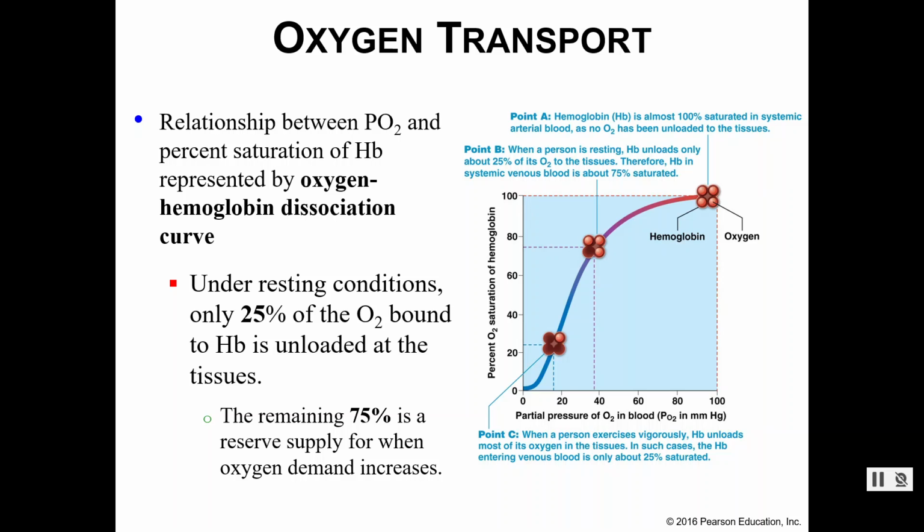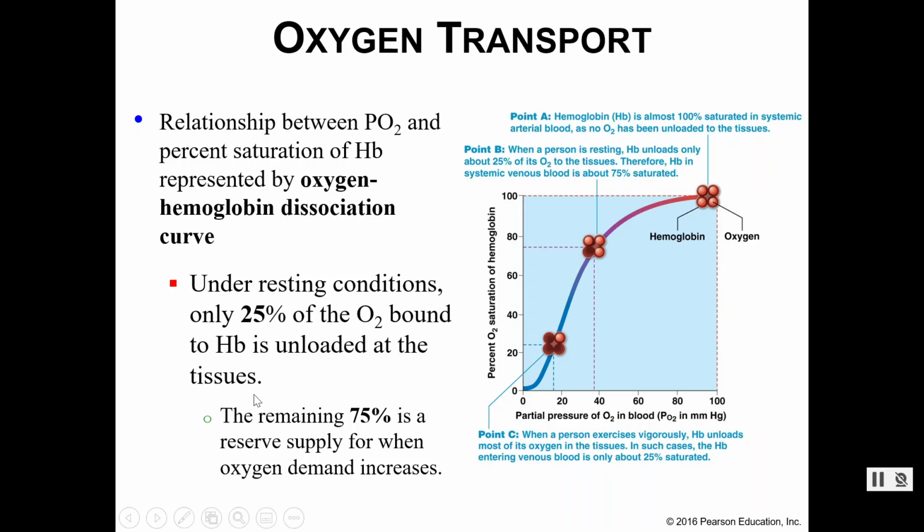The hemoglobin is going to be unloaded at the tissues. The remaining 75%, we just keep a hold of it. So under resting conditions, only 25% of the bound oxygen is going to be unloaded at the tissues. Because if you're resting, you're not doing a whole lot. You don't need a whole lot of oxygen. You're not just cranking out carbon dioxide. You're just hanging on. But that leaves 75% for a reserve if we do have oxygen demand increases.